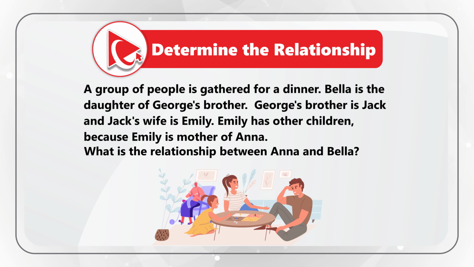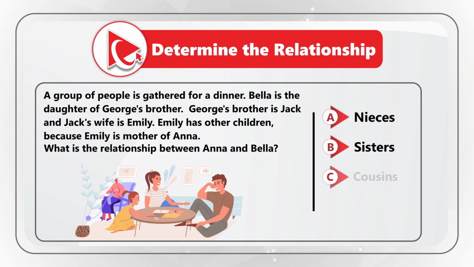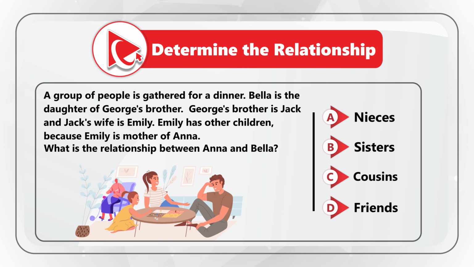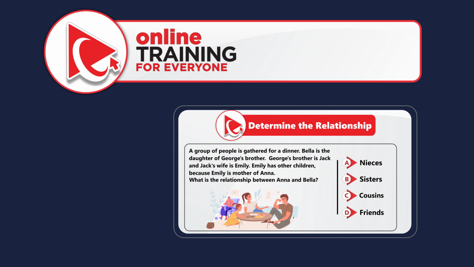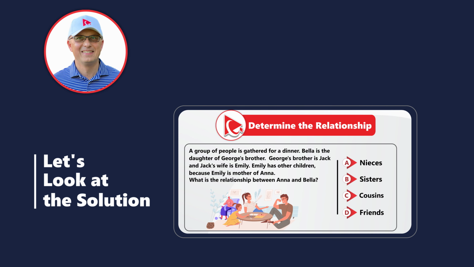And you're presented with 4 different relationship choices. Choice A, they're nieces. Choice B, they're sisters. Choice C, they're cousins. And last but not least is choice D, they are friends. Do you know the answer? Give yourself 10 to 15 seconds, maybe pause this video to see if you can come up with the solution. And on my end, I am moving forward to share with you my version of the solution. And obviously, if you have a better way to solve it, please make sure to post in comments.